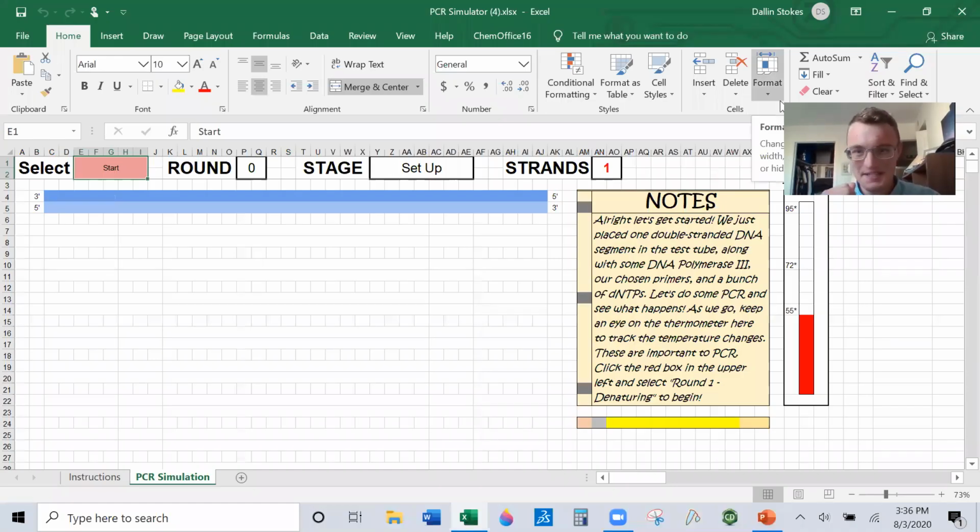Okay, so here's my PCR simulator. I know it's crude, but it'll get the idea across. It's a spreadsheet because I only know how to build in spreadsheets, and I love spreadsheets. So yeah, hopefully this will help.